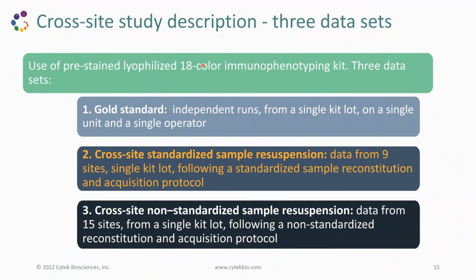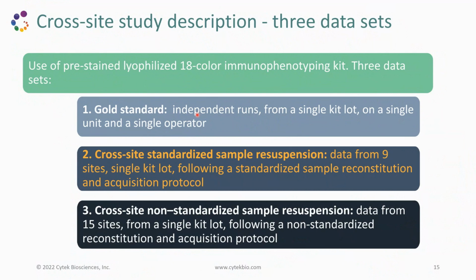I'm going to show you data on an 18-color immunophenotyping panel that we have as a lyophilized kit that we use as part of our training. So many of you have seen this data. For this presentation, we are going to discuss 3 sets of data. What we call our gold standard is independent runs from the same lot of this kit on a single unit run by the very same operator. So this is our baseline, how much variation there is just by running the same sample over and over.